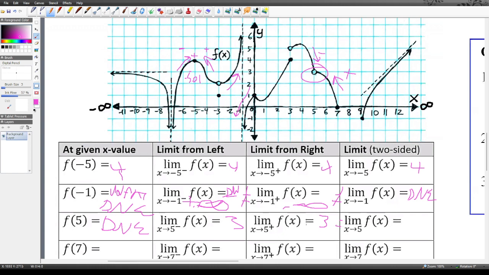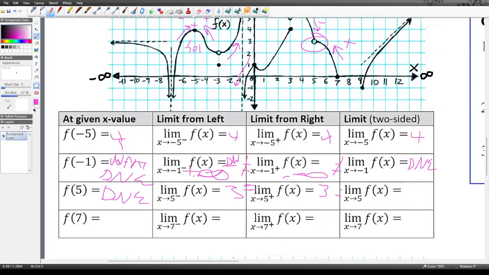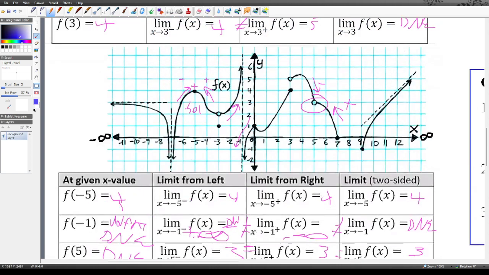Since these two are equal, remember the properties for limits. I didn't mention any of those properties, but the limits of both left and right have to be equal to give you the limit from both sides. So since these two are equal, it's going to be 3. Let's change colors and do number 7.